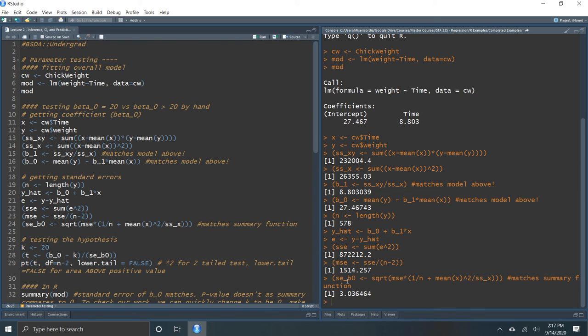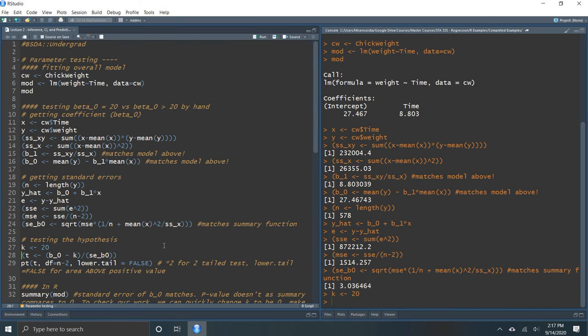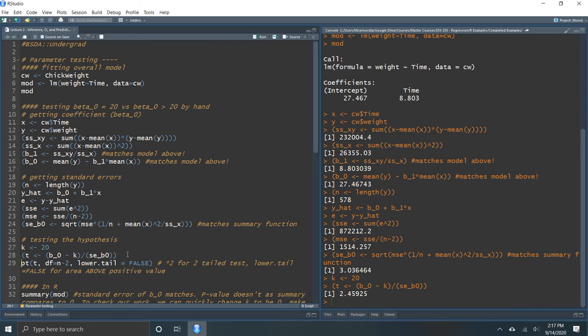In any case, the standard error of B0 I calculate to be 3.036, and we will check this against R in a second. Now for the hypothesis, I'm assuming that K is 20. That's the null hypothesis. So remember, we calculate the test statistic under the null hypothesis. We have the observed value of B0, which we calculate up here, minus the value of K divided by the standard error of B0. This was my test statistic, and again, I hope you can see how what I'm doing is I'm just working backwards.